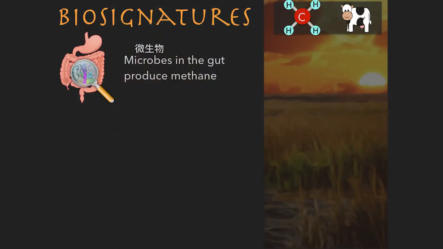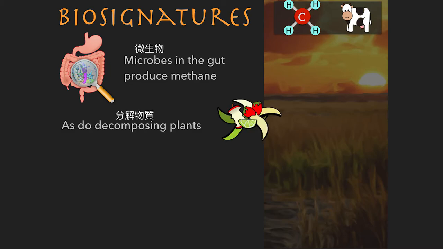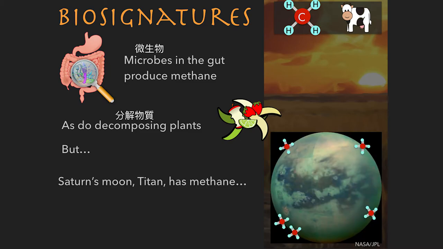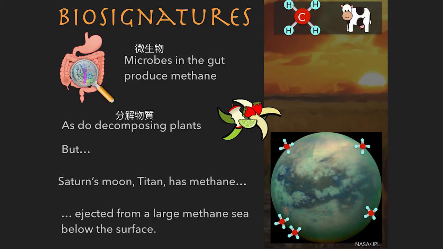So what about methane? Well, on Earth, methane is typically found due to microbes in the guts of animals, and it's also produced by decomposing plants. But again, in our solar system, we have a counterexample. So Saturn's moon Titan has a methane atmosphere. It's roughly 5% methane. And that's produced because underneath Titan's surface, there's thought to be a methane sea, which gets ejected to the surface through volcanoes. So we have a methane atmosphere, but no cows.